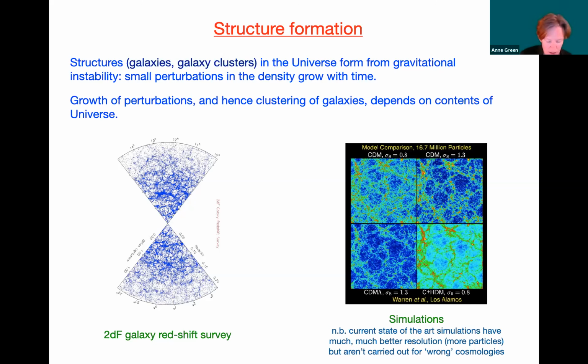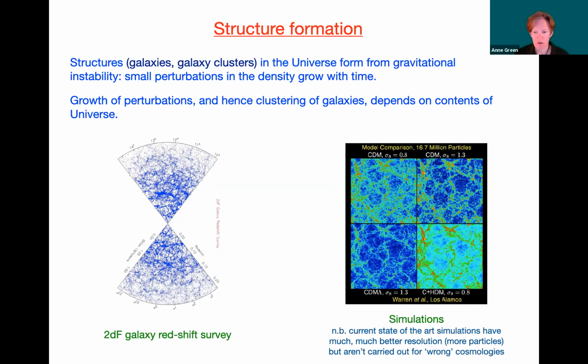So on the left, we've got the results of something called the 2dF Galaxy Redshift Survey. It looked at two pie-shaped wedges of space and mapped out the positions or redshifts of all of the galaxies within them. We're in the center and you're going out to redshifts of order 0.2. And you can see that the galaxies are clustering together.